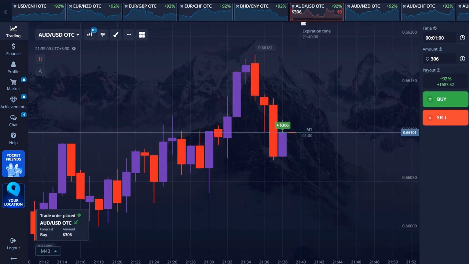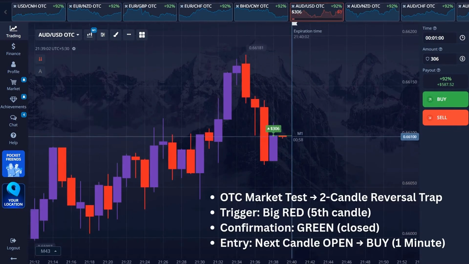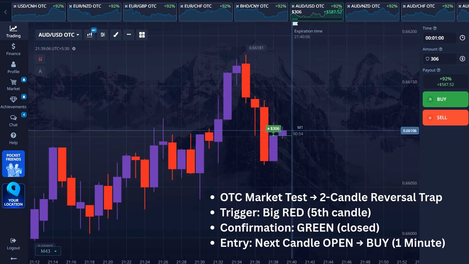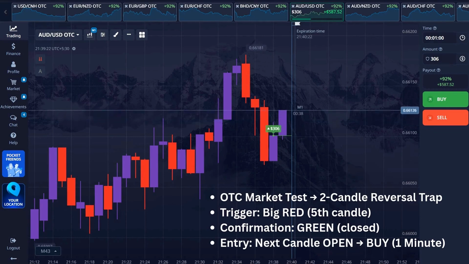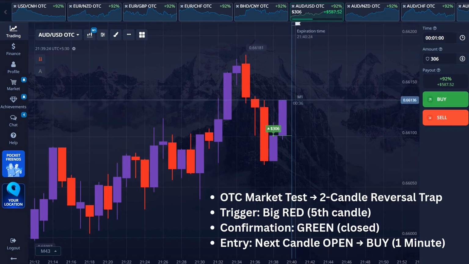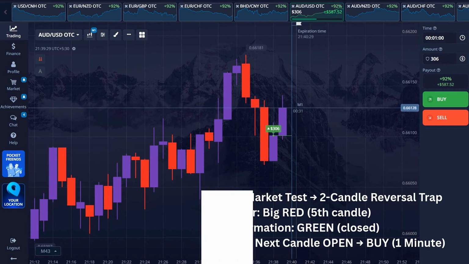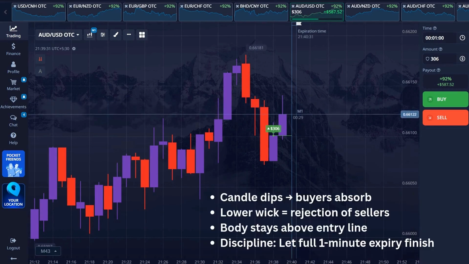Now let's test this strategy in the OTC market, where setups can appear more frequently. Here's a clean buy opportunity. The 5th candle forms as a strong bearish red candle. This is our trigger candle, showing a surge of sellers. The next candle closes green, which becomes our confirmation candle, proof that buyers are stepping back in and rejecting that sell-off. According to the rules, once the confirmation candle closes, I enter a buy trade on the next candle open with a 1-minute expiry. The trade is now in progress.